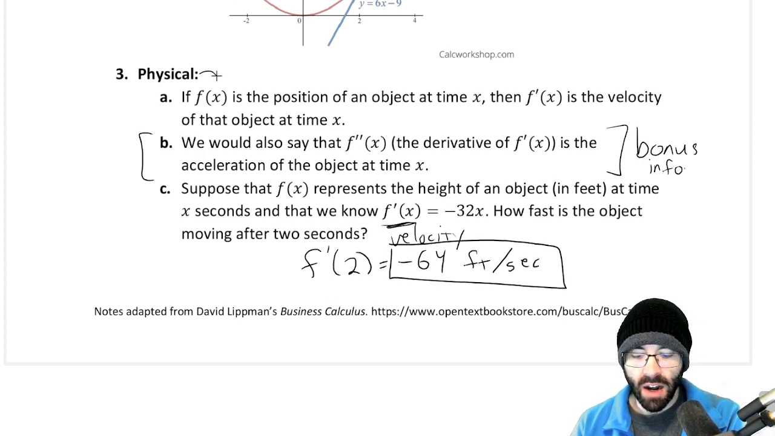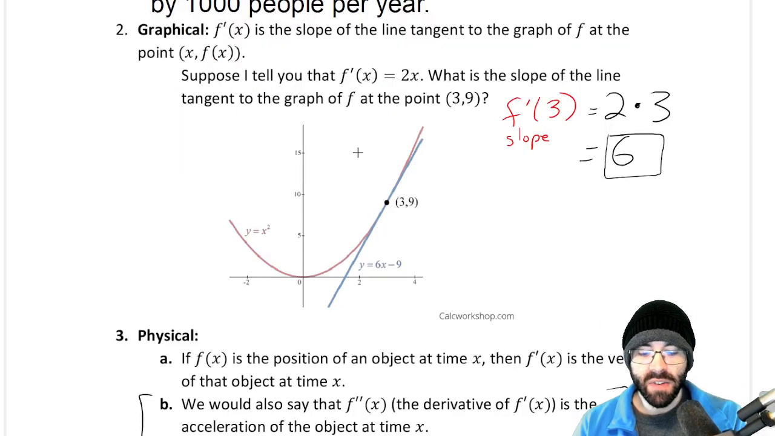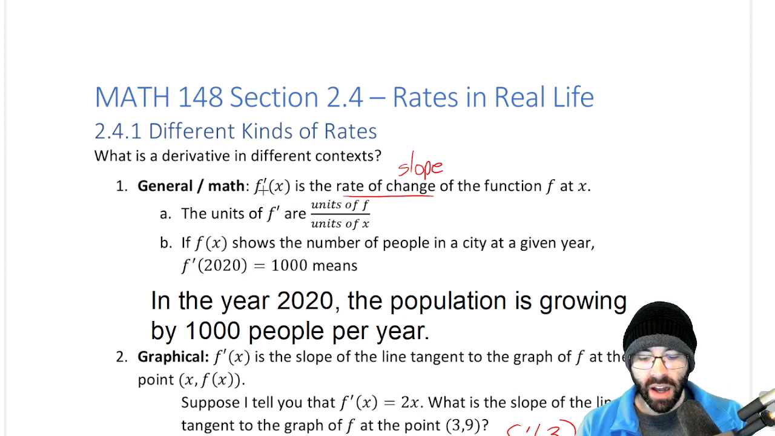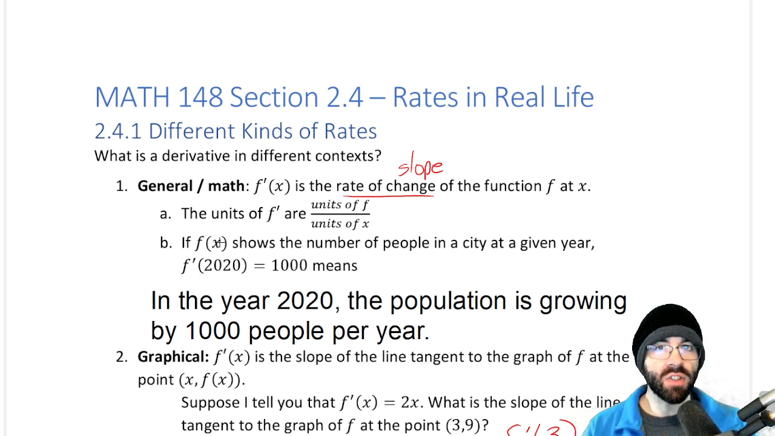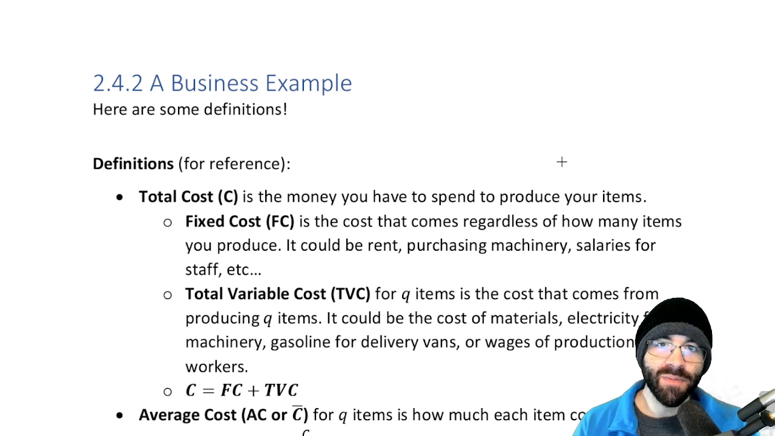Velocity is just how position is changing. Right? We got the slope of a tangent line. That's how the function is changing. We got f prime shows the rate of change of f. So if f is the population, f prime is how the population is changing. Derivatives just tell us how things are changing. And that's the big takeaway. That's the big summary here. We got some business applications in the next one.